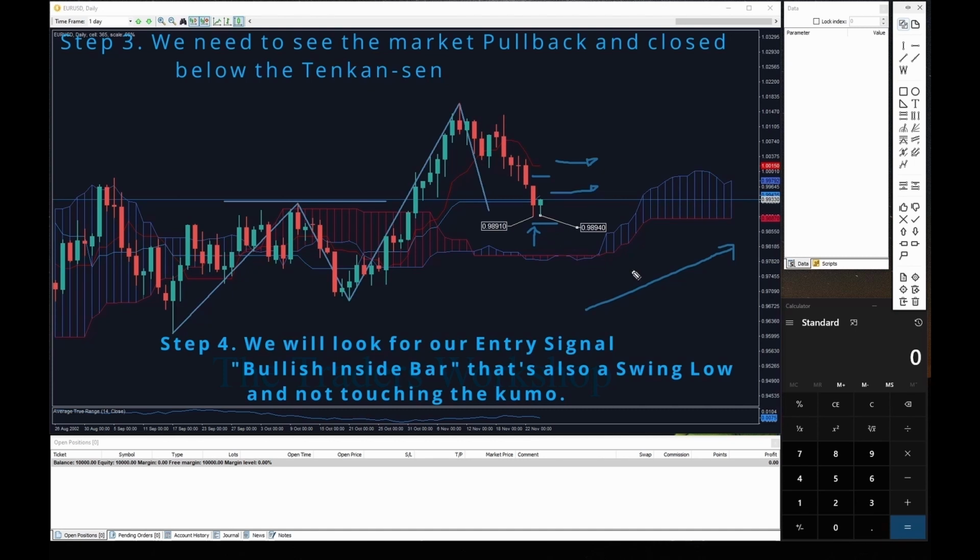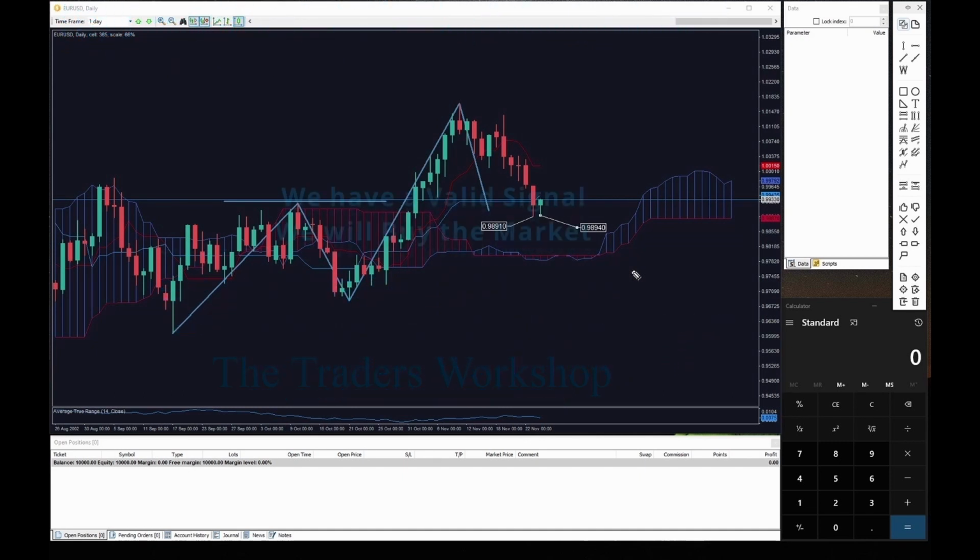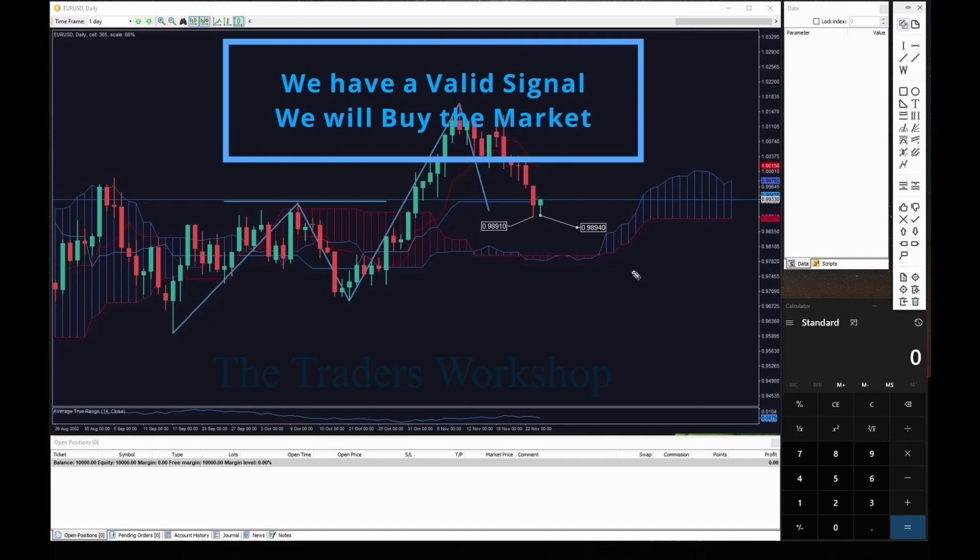Back to the principle behind the strategy. The pullback is actually the short-term trend. Step 3 and Step 4 abide by our principle to go against the direction of the short-term trend, the pullback, and find an elegant entry in favor of the long-term trend, the inside bar. We now have a valid signal, and we will buy the market.